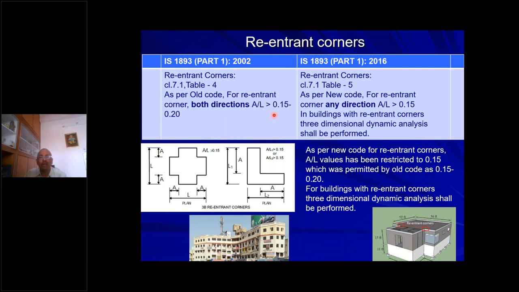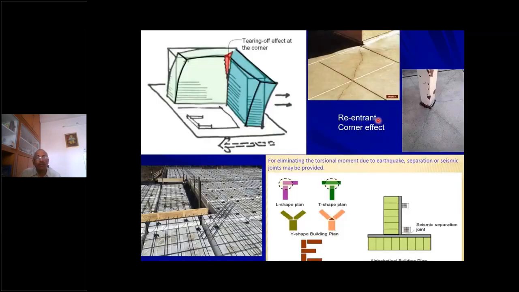Earlier the range was A by L can be between 0.15 to 0.20. But now this is A by L of 0.15 in any direction. In the new code, in any direction, if it occurs that the A by L ratio is greater than 0.15, then we need to consider the re-entrant corners into the analysis purview. Okay. This is the effect of the re-entrant corner. That's why whenever there is a re-entrant corner, you have to strengthen that particular re-entrant corner by providing additional reinforcement, etc.